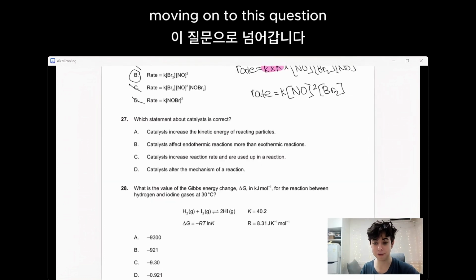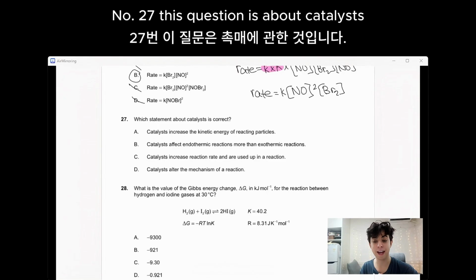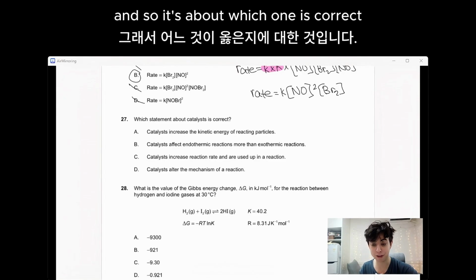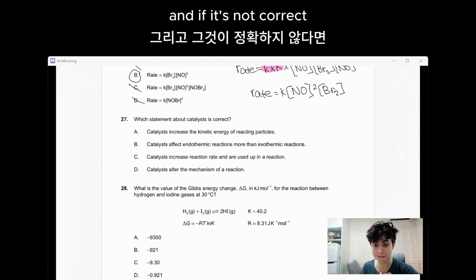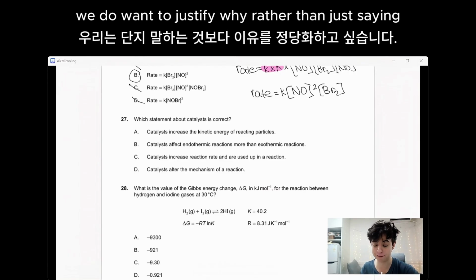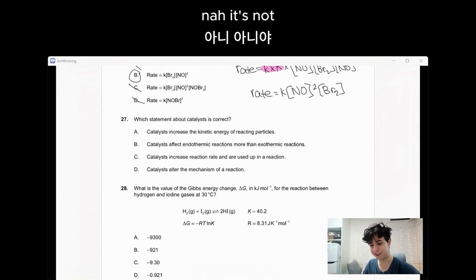Moving on to question number 27. This question is about catalysts, and so it's about which one is correct. For each one, we do want to either say it's correct or incorrect, and if it's not correct, we do want to justify why, rather than just saying, nah, it's not.